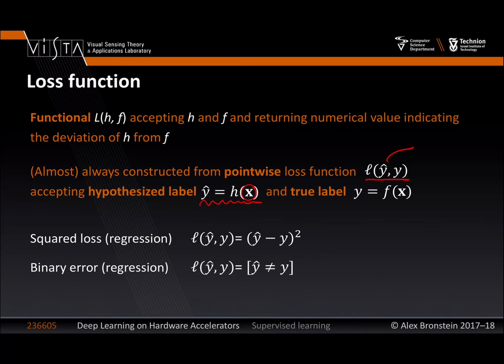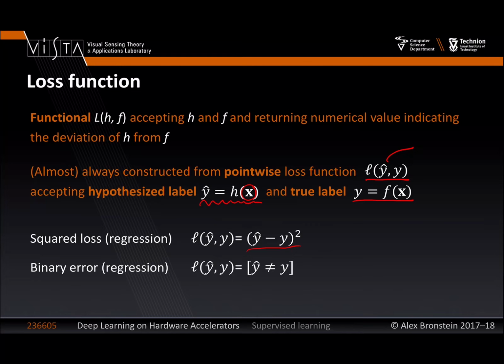And of course the true label is given by applying the real target function to the same instance. Okay, so I have two labels. I need to compare between them. For example, if we have regression, let's say with a scalar valued regressor, so basically my label space is R, I can think of a quadratic loss. Okay, L2 distance between y hat and y. So I'm just penalizing the squared distance between y and y hat.